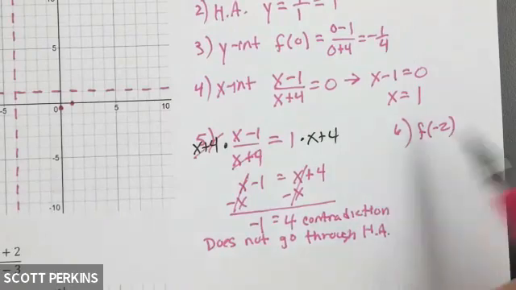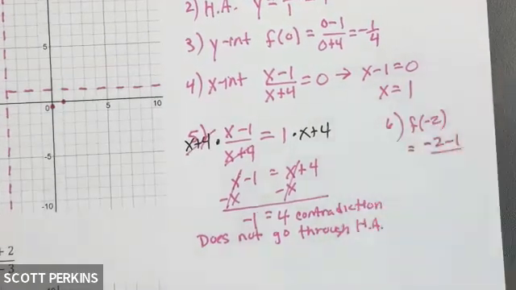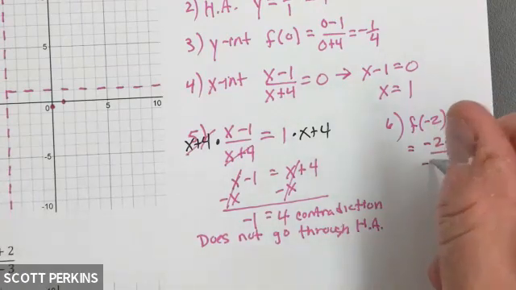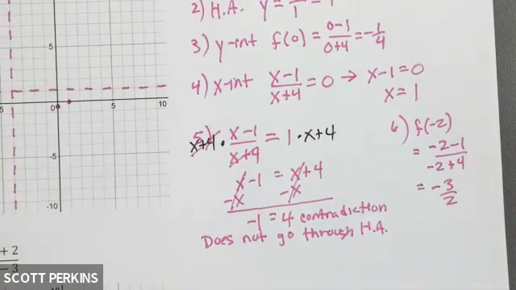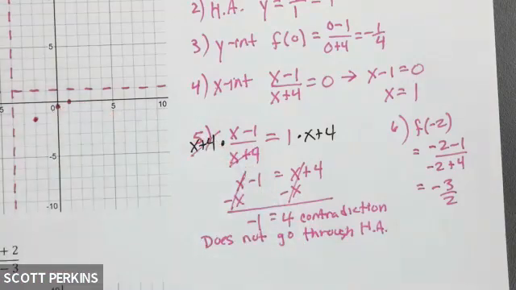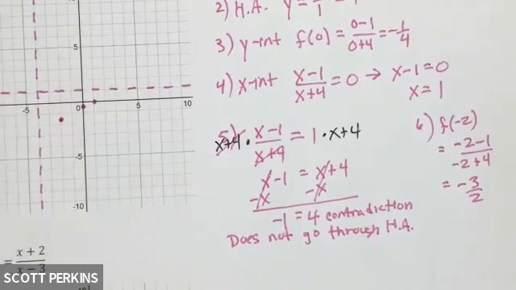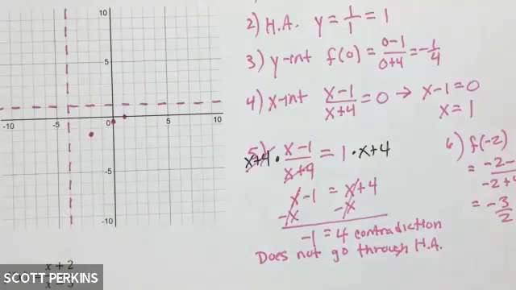Okay. So I'm going to plug in -2. When I do that, I get -2 minus 1 in the top. In the denominator, I get -2 plus 4. So that's -3 over 2 or -1.5. So at -2, I go down 1.5. And so now I have more than enough. I did that point for you because I just want you to understand the process.